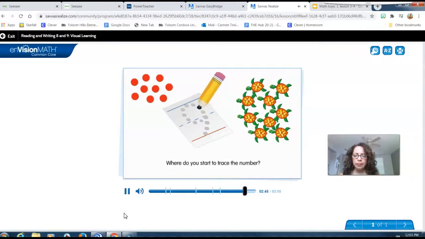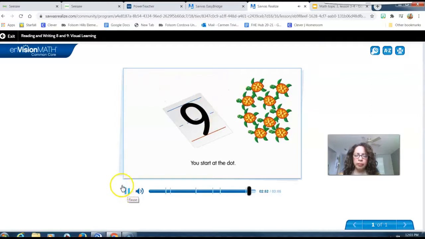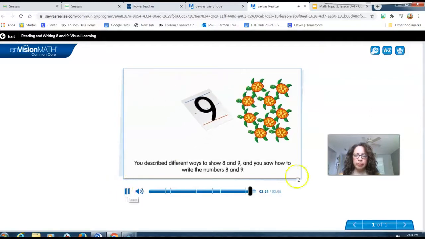Where do you start to trace the number? You guys know that, right? You're going to start on the dot and you're going to go around, but instead of making this curvy line, we're going to go straight down when we actually write it. They write it a little different here for some reason. You start at the dot. You described different ways to show 8 and 9, and you saw how to write the numbers 8 and 9.